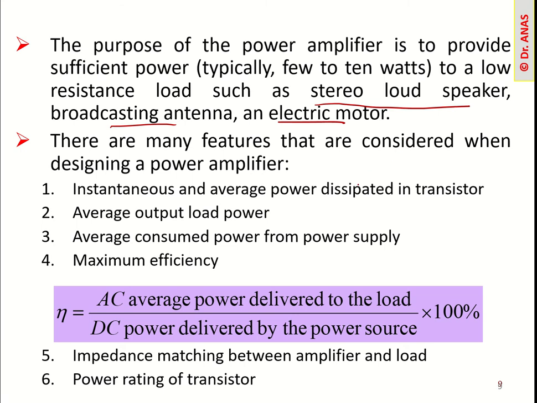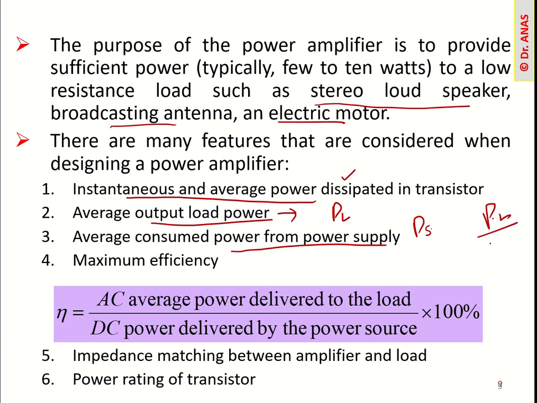So when we design power amplifiers, it depends on the instantaneous and average power dissipation from the transistor, the average load power, which is the output power, and the average consumed power from the supply, which is the supply power. The ratio of these two, output power or load power over supplied power, is called the efficiency. So we classify them based on this efficiency. For example, class A amplifier has a different efficiency, class B amplifier has a different efficiency, and so on.